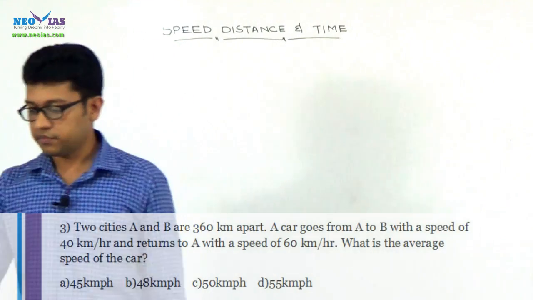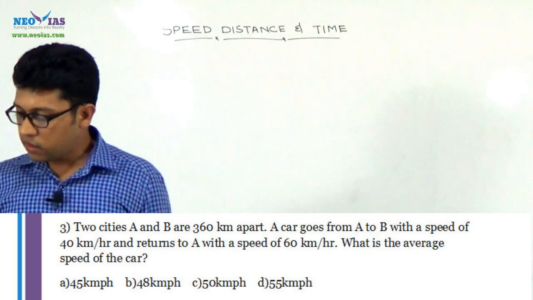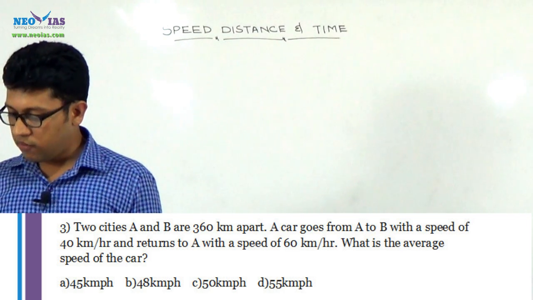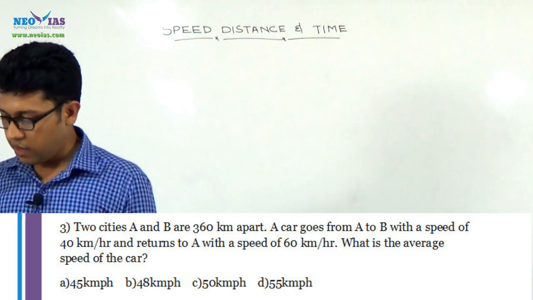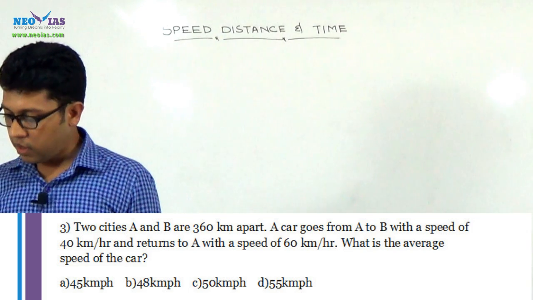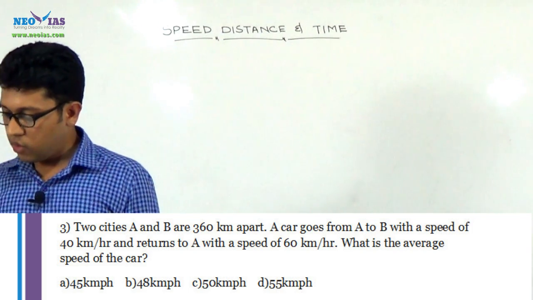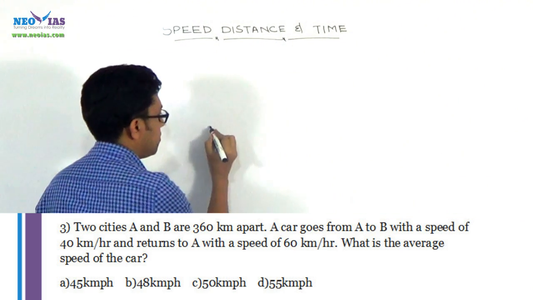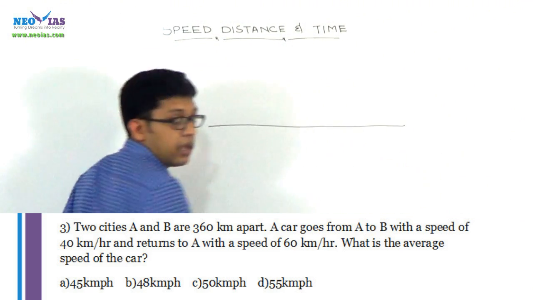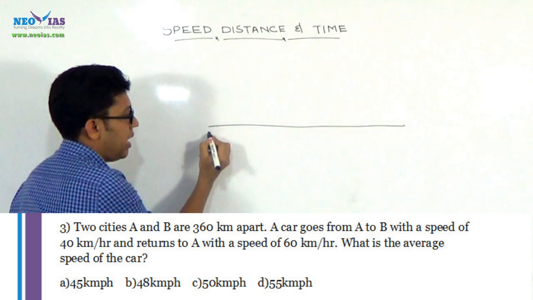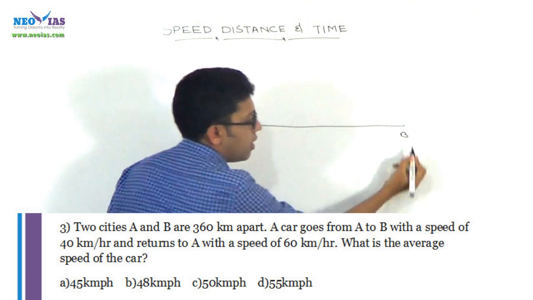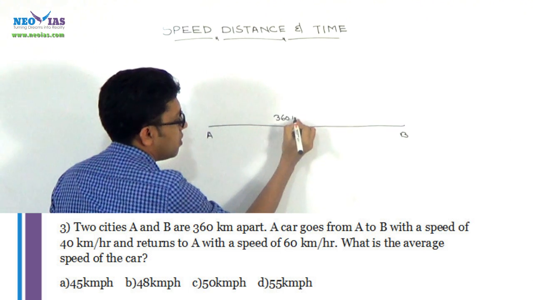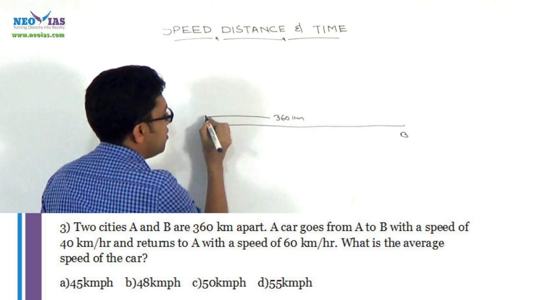Third question is, two cities A and B are 360 km apart. A car goes from A to B with a speed of 40 km per hour and returns to A with a speed of 60 km per hour. What is the average speed of the car? That is, two cities are there, one city is A and the other city is B, and these cities are 360 kilometers apart. That is, the distance between these two cities is 360 kilometers.